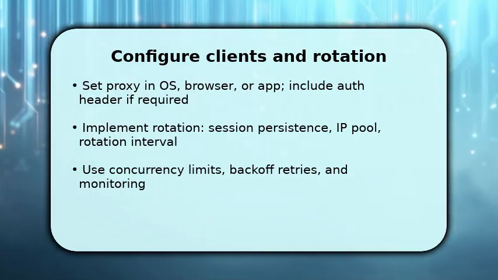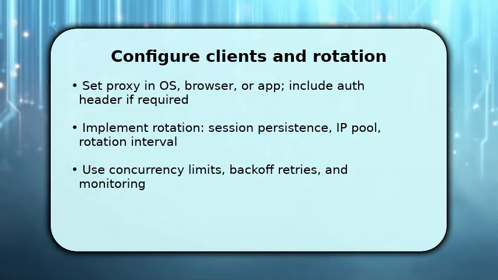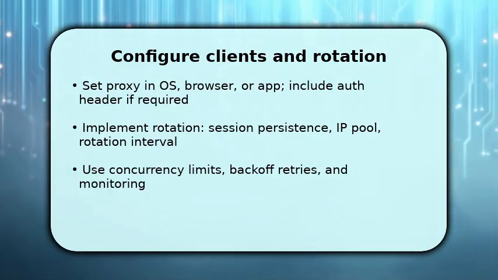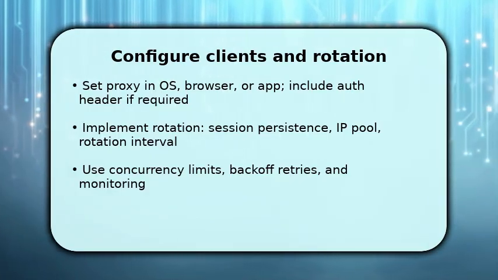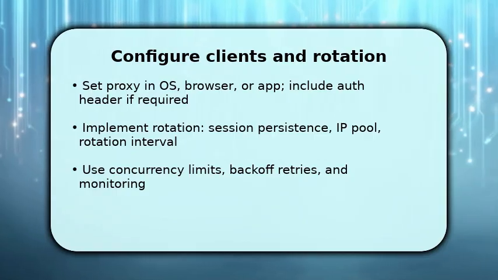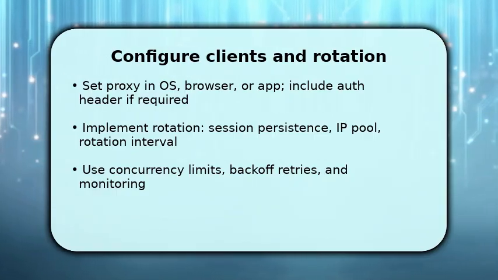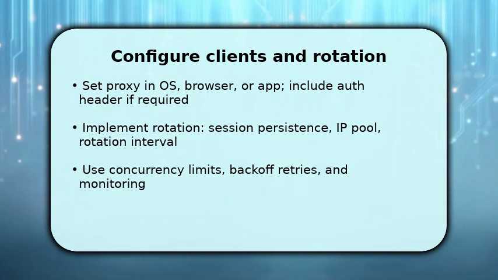Make sure to throttle concurrency and add exponential backoff for 429s or errors. Monitor latency and success rates so you can tune timeouts and session lifetimes. These middle steps balance reliability with anonymity.